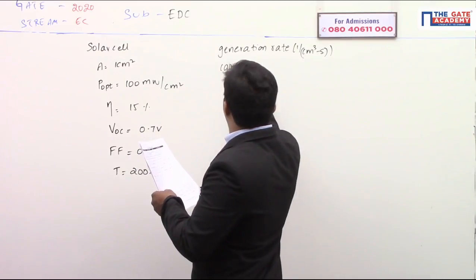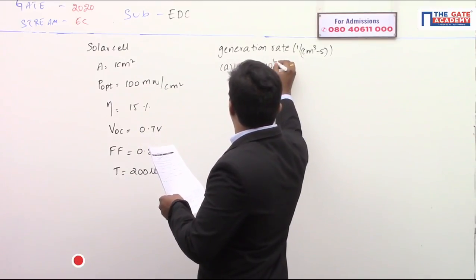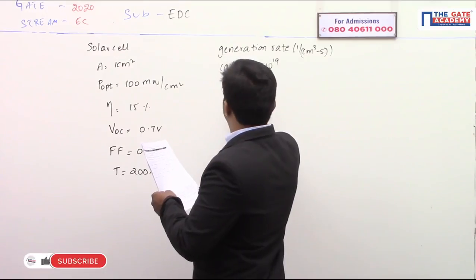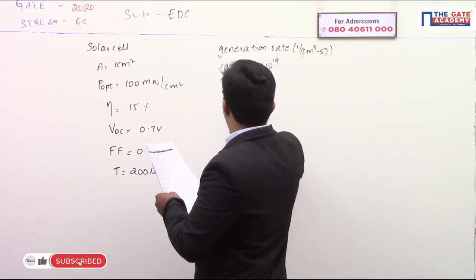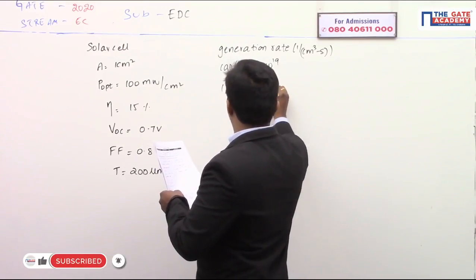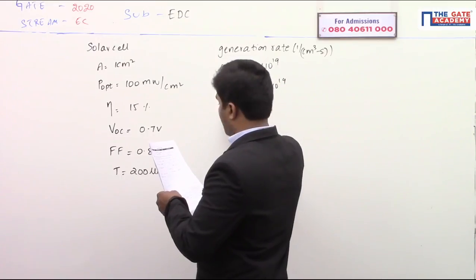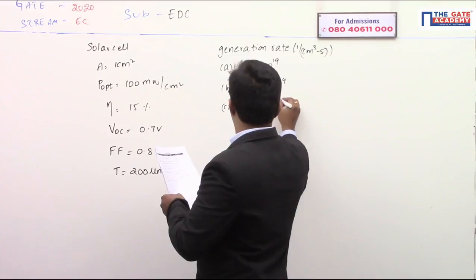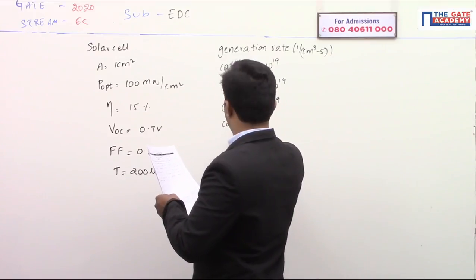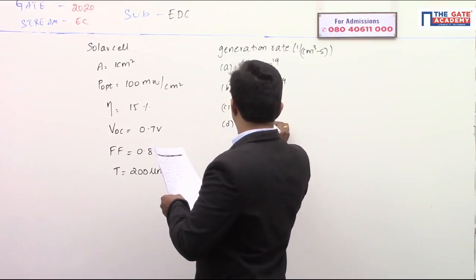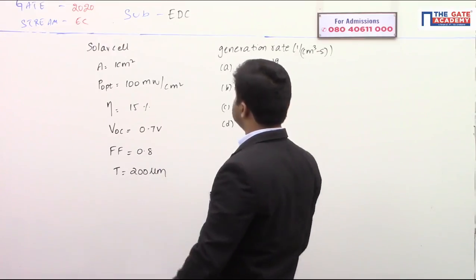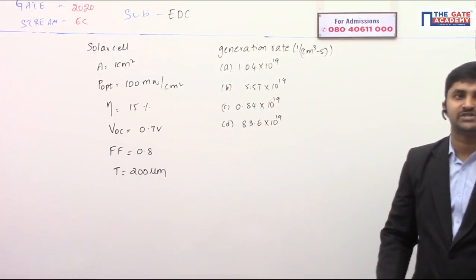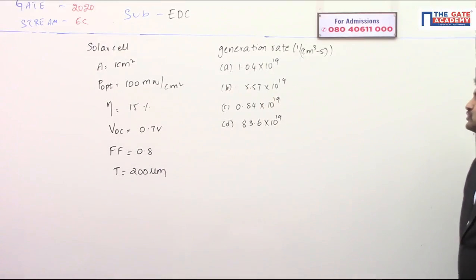The options given are: option A, 1.04 into 10 power 19. Option B, 5.57 into 10 power 19. Option C is 0.84 into 10 power 19. And the last option, option D, 83.6 into 10 power 19. So these are the 4 options which are given to us. So we have to solve the problem.